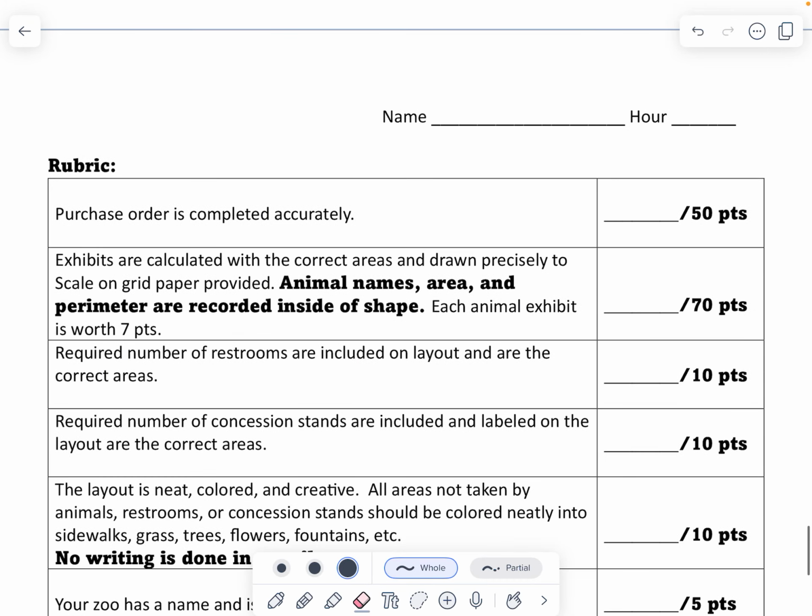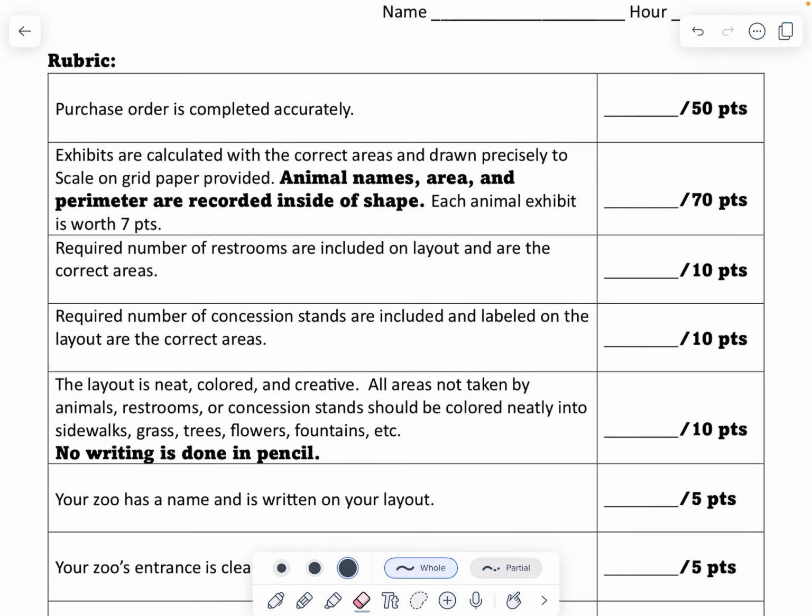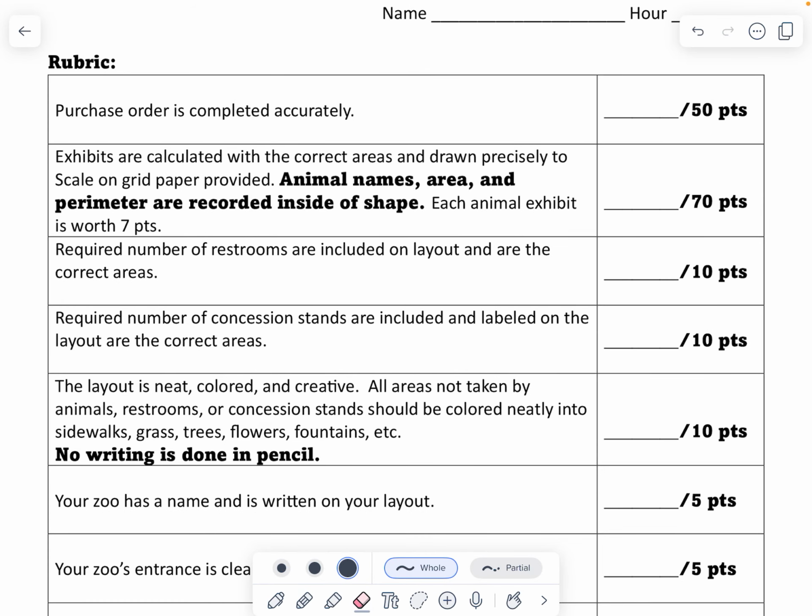Now this is your rubric of how you're being graded. It is worth 160 points, so this is a big part of your grade this quarter, and you have to do well on it to keep a good grade. 50 points are for your purchase order being completed accurately, which means you multiplied correctly, you subtracted, and you followed the directions. Exhibits are calculated with the correct areas and drawn precisely to scale on the grid paper provided. Animal names, area, and perimeter are recorded inside of each shape, and each animal exhibit is worth 7 points. There are 10 exhibits, so that's 70 points, because 10 times 7 is 70.